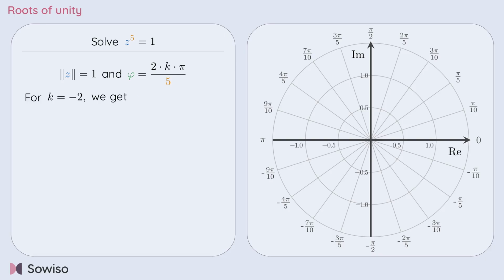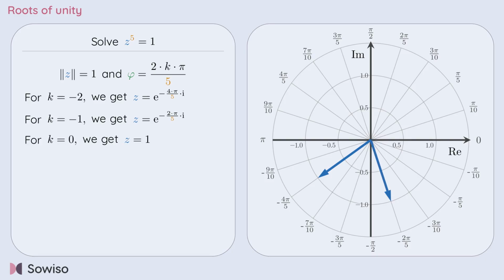For k equals minus 2, we get z equals e to the power of minus 4πi/5. For k equals minus 1, we get z equals e to the power of minus 2πi/5. For k equals 0, we get z equals 1.